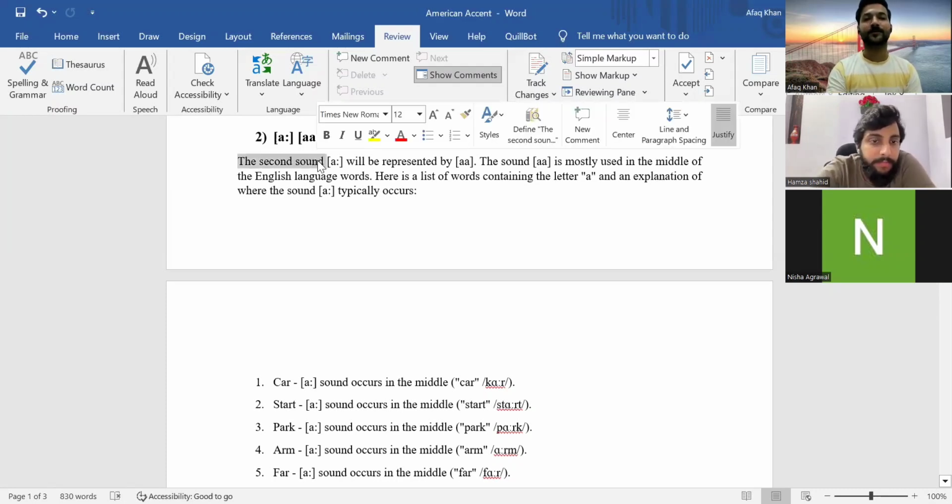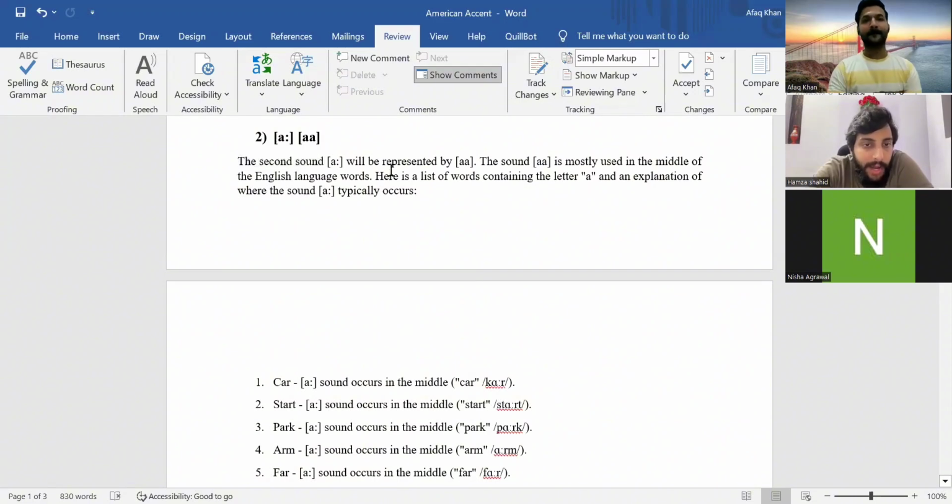The second sound "ah" will be presented by the letter A. The sound "ah" is mostly used in the middle of English language words. Here is a list of words containing the letter A and an explanation of where the sound typically occurs. Very good. So we're talking about the second sound of the letter A, that is "ah."